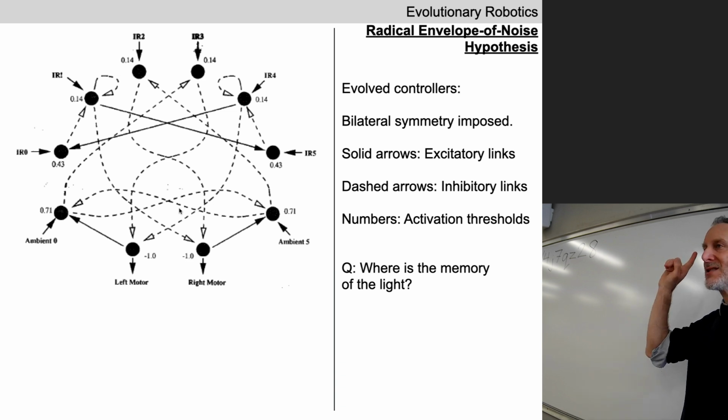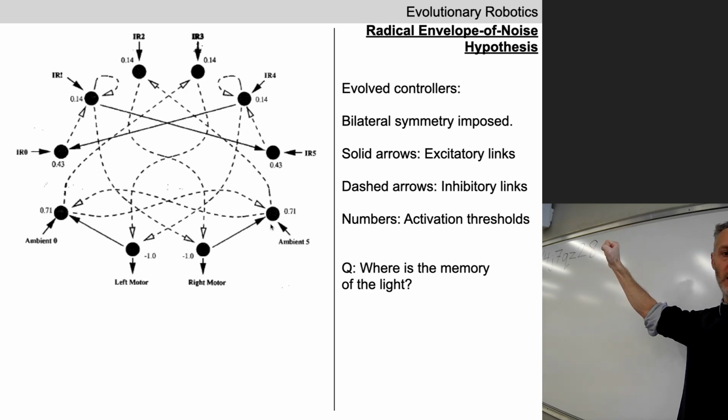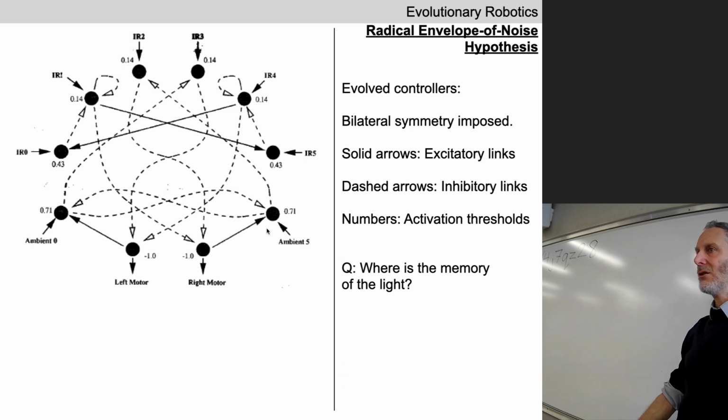Let's imagine a single time step in which the light happens to be on the right. That means that ambient 5 is firing more strongly than ambient 0. This neuron has a higher positive floating point value than ambient 0 over here at that moment in time. Imagine at the next time step the light is turned off. Suddenly the current values of ambient 0 and ambient 5 both drop to 0. How does this mutual inhibition hold on to the memory? This one inhibits this one and this one inhibits this one.